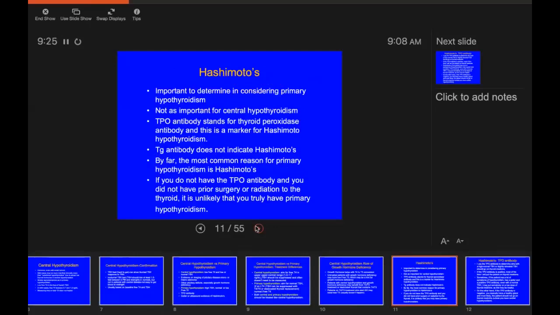By far, the most common reason for primary hypothyroidism is Hashimoto's. So if somebody comes to me with not a pituitary problem, a thyroid problem, I really try to look carefully for the Hashimoto's with the TPO antibody. So if somebody does not have a TPO antibody, they don't have something on their pituitary, they don't have something on their thyroid, like prior surgery or radiation, I think it's unlikely they truly have primary hypothyroidism. Some people do, but it's not that common.